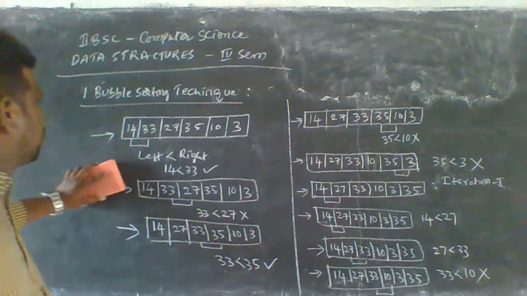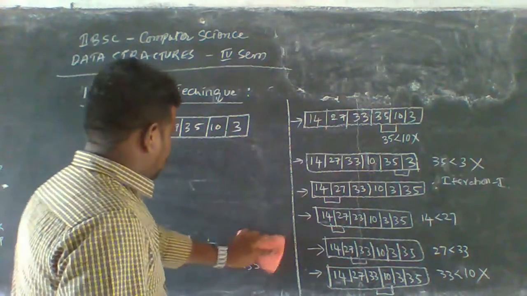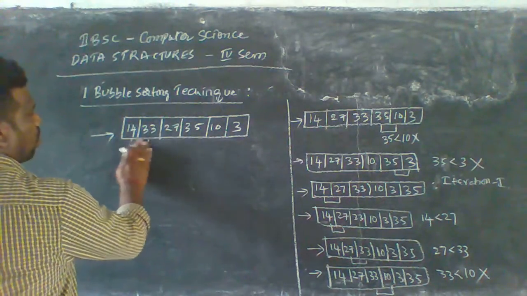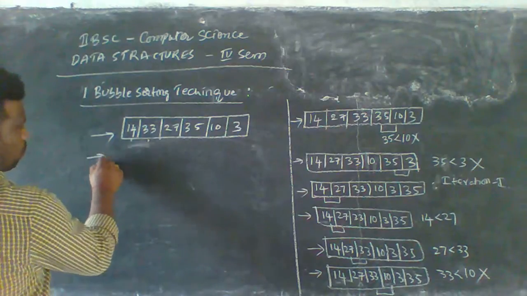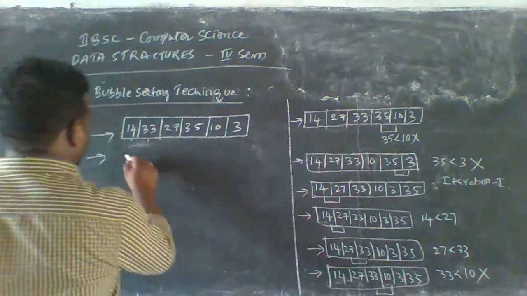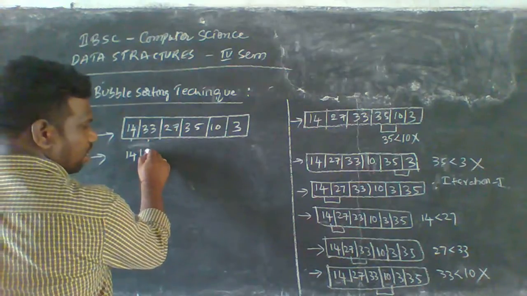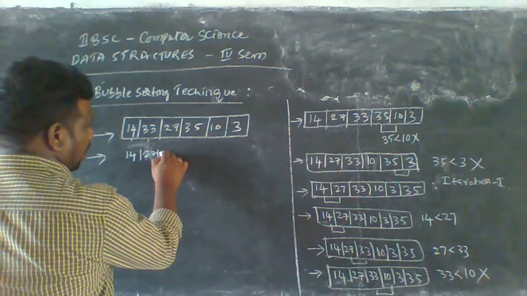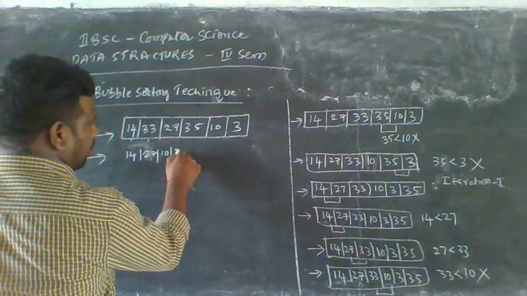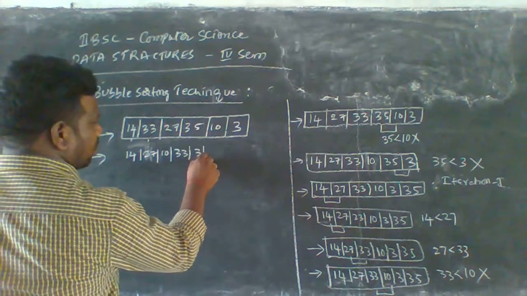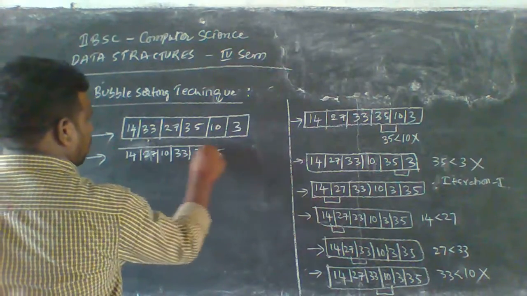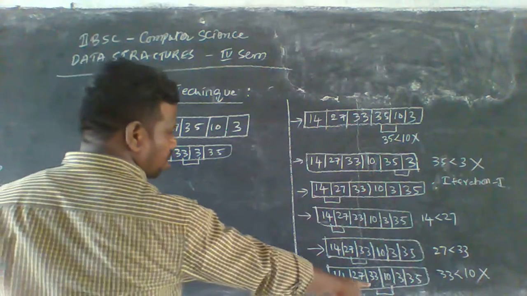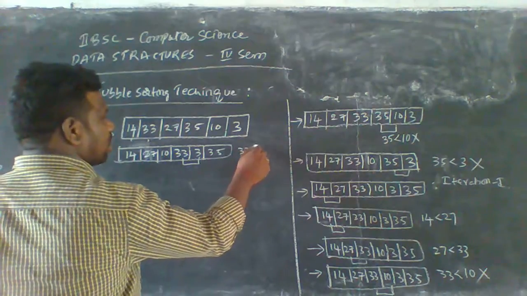Now I'm going to delete this. This is the given list, and I have to see this particular list: 14, 27, 10 will be placed here, 33 will be placed here, and again 3 will be placed here, and 35 will be placed here. Now we can check these two here. After this we can check 33 here.